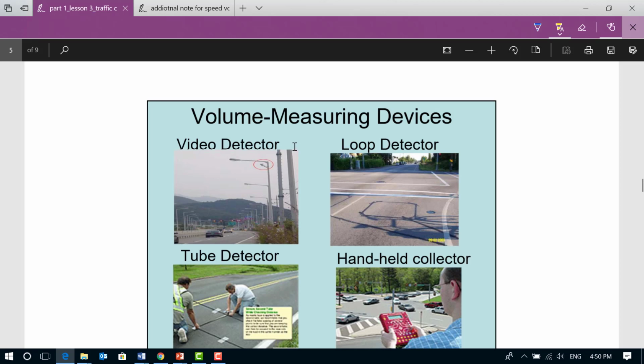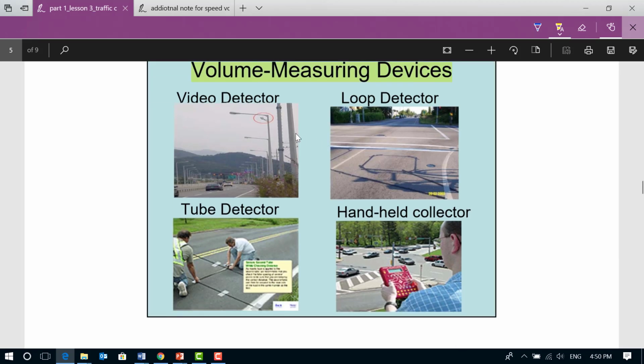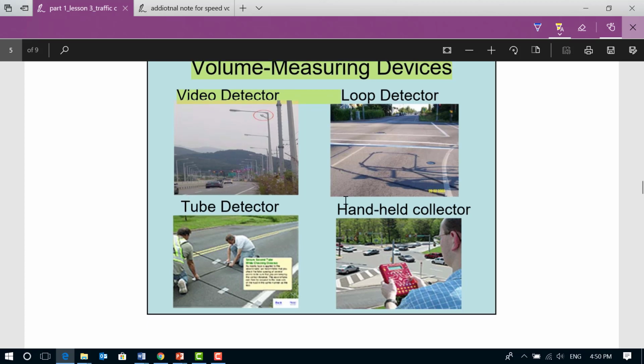Similar to speed, for volume we also have different types of measuring devices. The first is the video detectors. Lots of times you see cameras mounted on the street lighting or the signal light standards. Their main purpose is not to capture your license plate and check whether you are speeding or not. Their main purpose is just to count how many vehicles pass these roadway sections.